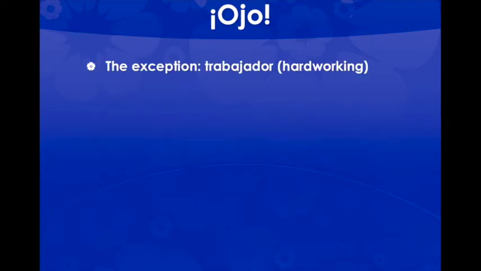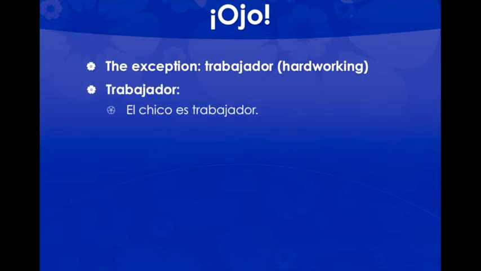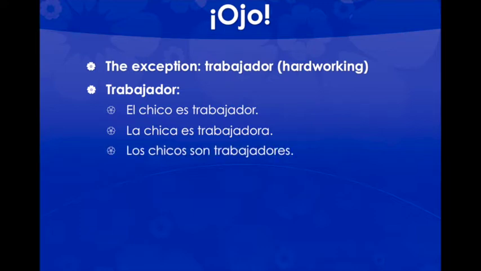Trabajador, which means hardworking, is a bit of an exception. It follows a different pattern. If we were going to say the boy is hardworking, we'd say el chico es trabajador. La chica es trabajadora, the girl is hardworking. The boys are hardworking. Los chicos son trabajadores, so you see it ends in es. And the girls are hardworking. Las chicas son trabajadoras. So you can see it kind of follows the rule, but it's a bit of an exception.